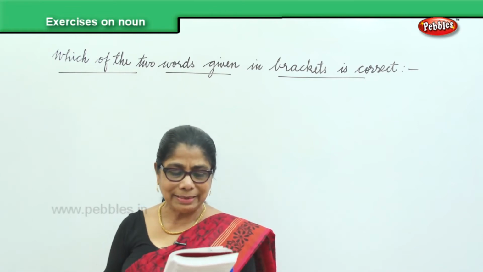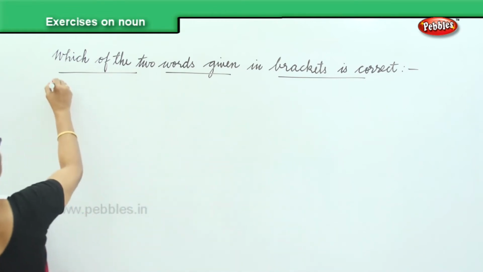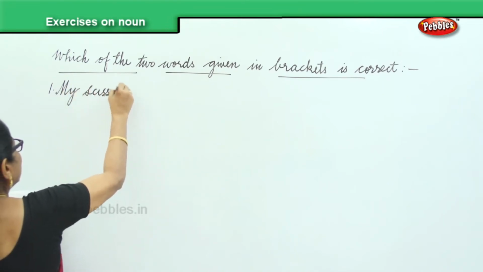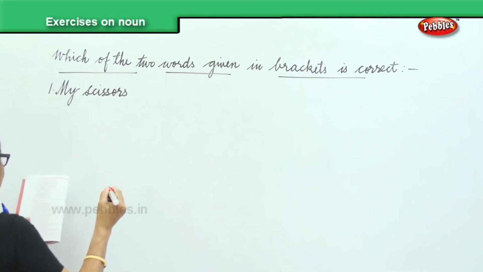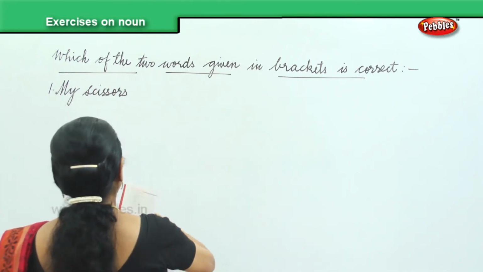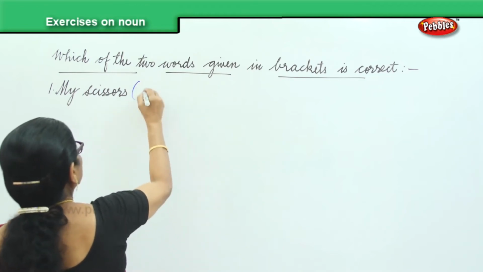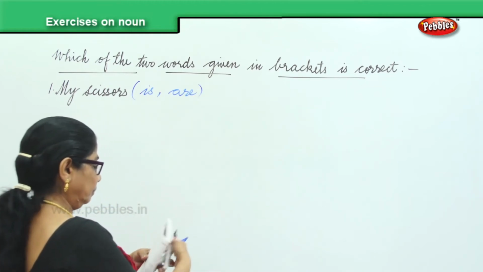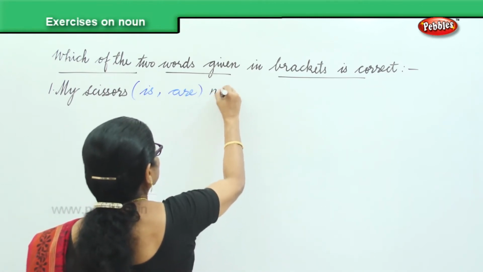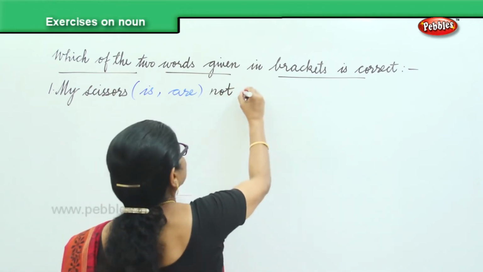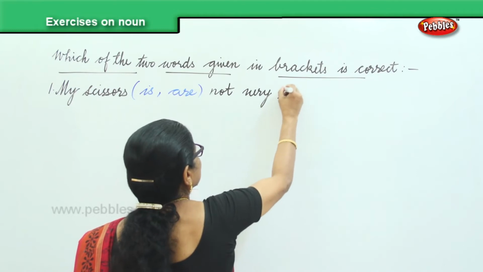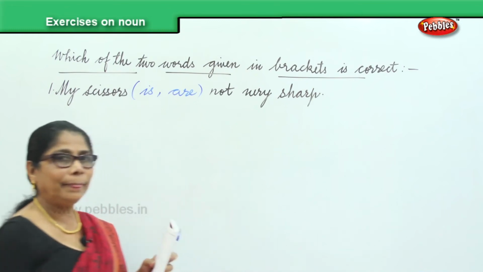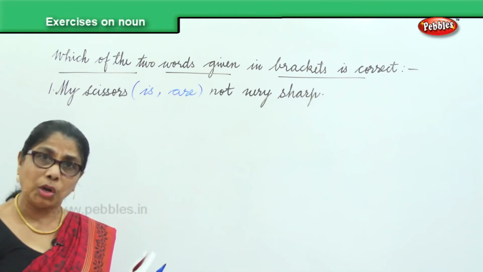Okay? Now, the sentence is, my scissors, first one, my scissors are not very sharp. First, I'll write down everything, then we'll strike off what we do not need.